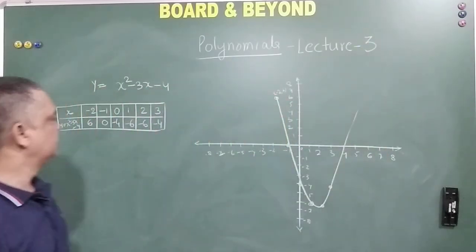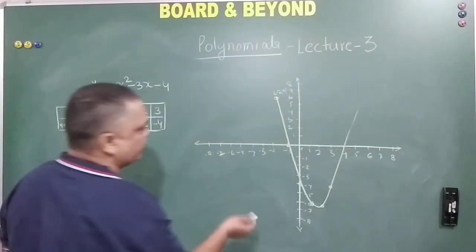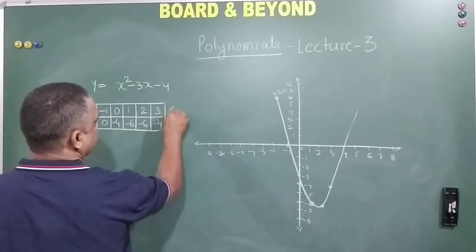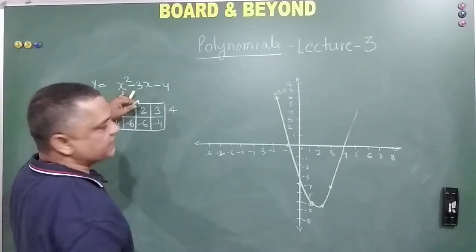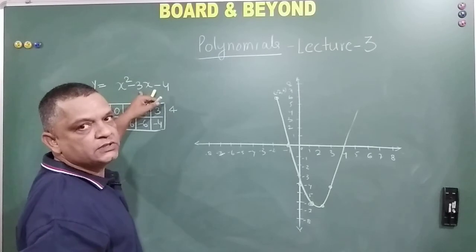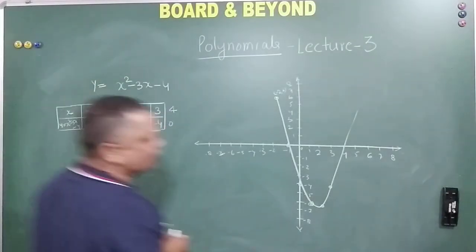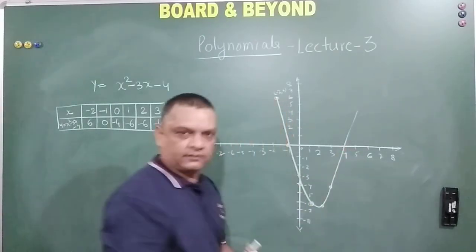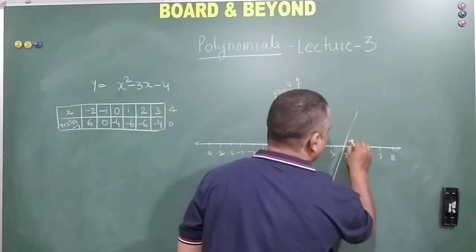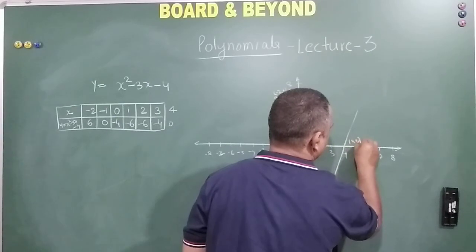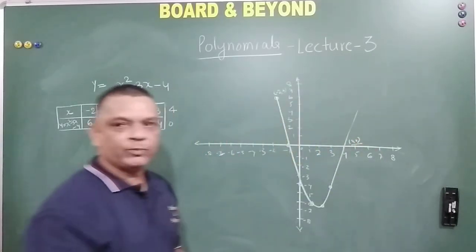It will go up like this. Maybe for one more reference, we take it as 4 also. So 4 square is equal to 16. 16 minus 12 is how much? 4. 4 minus 4 is 0. So it should be 4, 0. Yeah, almost there. 4, 0. X is equal to 4, y is equal to 0. You are getting my point?